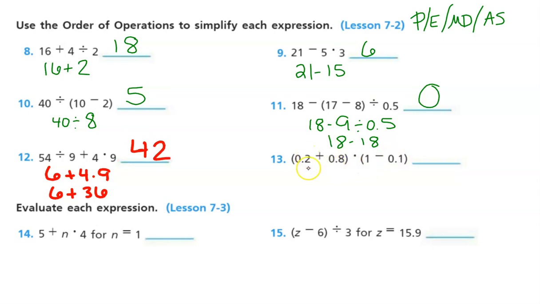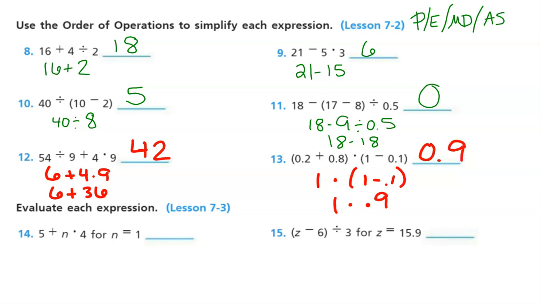Okay, number 13, I see 2 sets of parentheses. So I'll do these ones first. 0.2 plus 0.8, that's easy, that's just 1. And then it's going to be times 1 minus 0.1. Okay, well, 1 minus 0.1 is going to leave me with 0.9. And then I'll bring down everything else. Oh, that looks weird. Imagine that more like a decimal. And then 1 times 0.9 is simply 0.9.